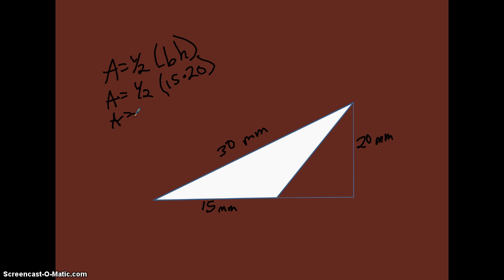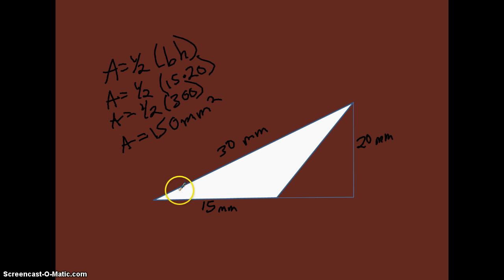Now 15 times 20 is going to give me 300, and I know 300 is times half. It's going to be 150 because we did that one a moment ago. We wound up with that same thing. All right, and it's millimeters squared.